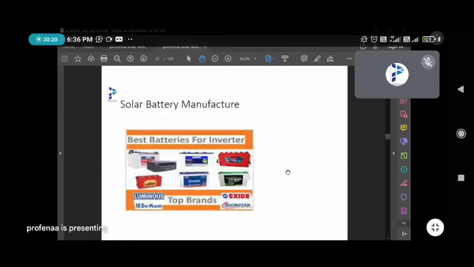So this is a battery manufacturer list. So here I will show. See, Luminous is there, Exide is there, Amaron is there.